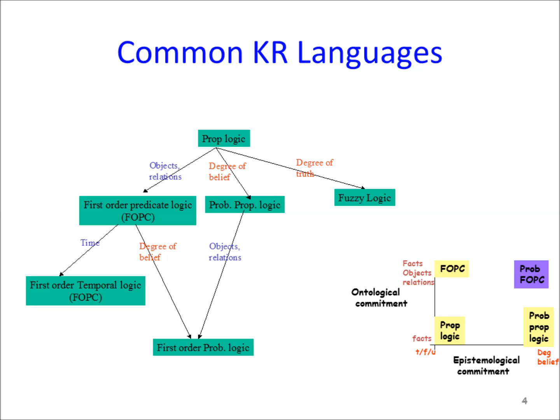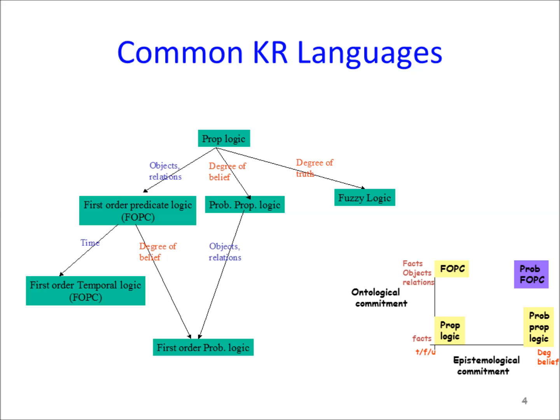The fancy name for the ontological commitment is: what is my world comprising? What is my world composed of? And in propositional logic, my world is composed of facts, just primitive facts that I will assert. Like x is greater than or equal to 5 is a fact. That's the starting point of propositional logic.